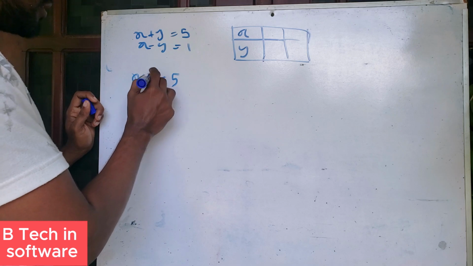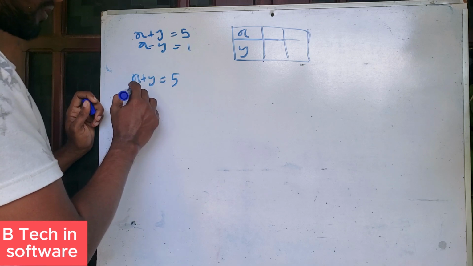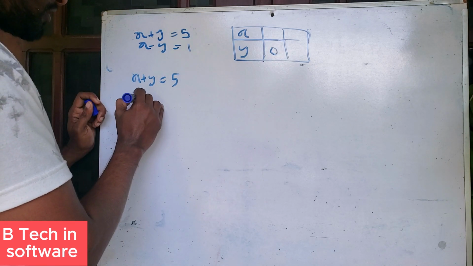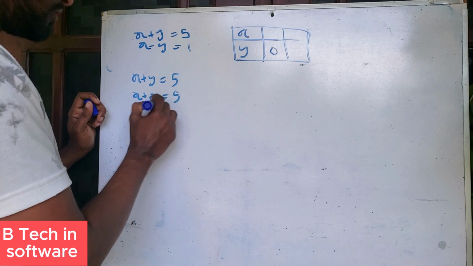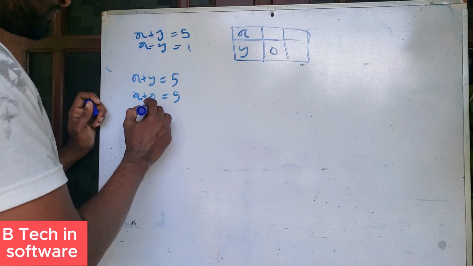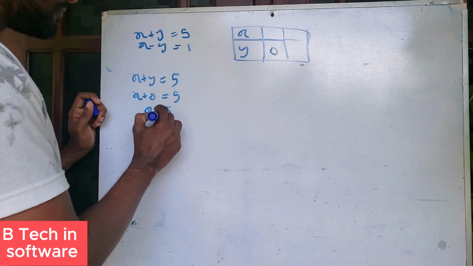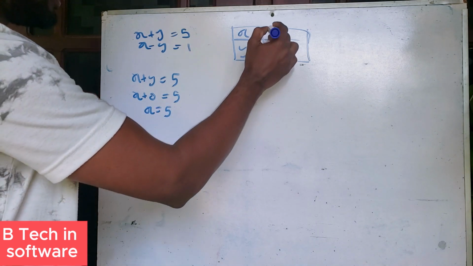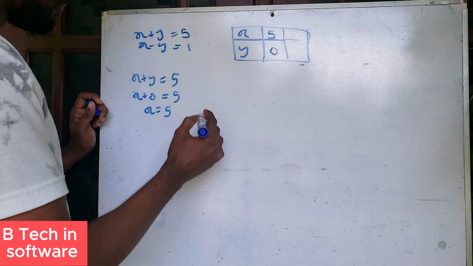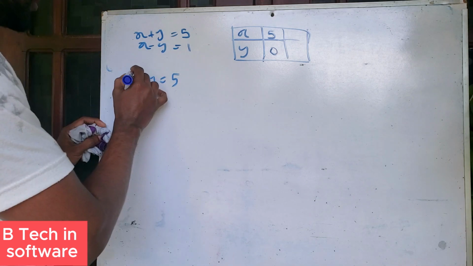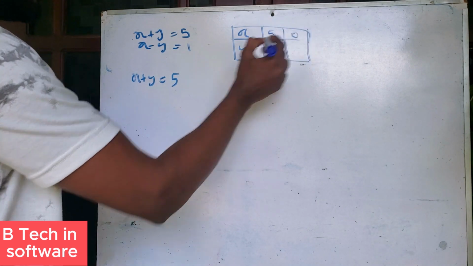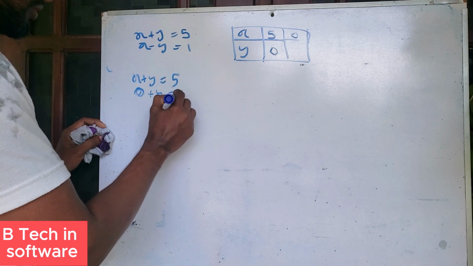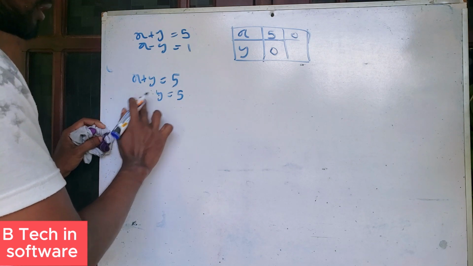Now, if y is equal to 0, then x plus 0 is equal to 5. Now x is equal to 5. If y is 0, then x should be 5, and then if x is 0, 0 plus y is equal to 5. Now you can see y is equal to 5.